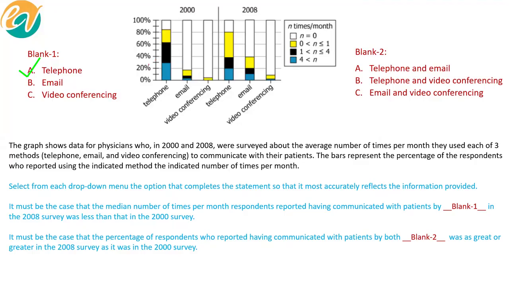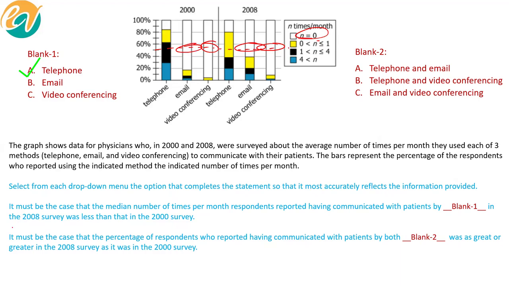Okay. Now let's look at email. Again, the 50th percent mark. What is the median for email in 2000? 0. What is the median for 2008? Again, 0. Same holds true for video conferencing also. It's 0 in both the years. So only for telephone is this median lesser in 2008 than in 2000. Are we clear? All right.